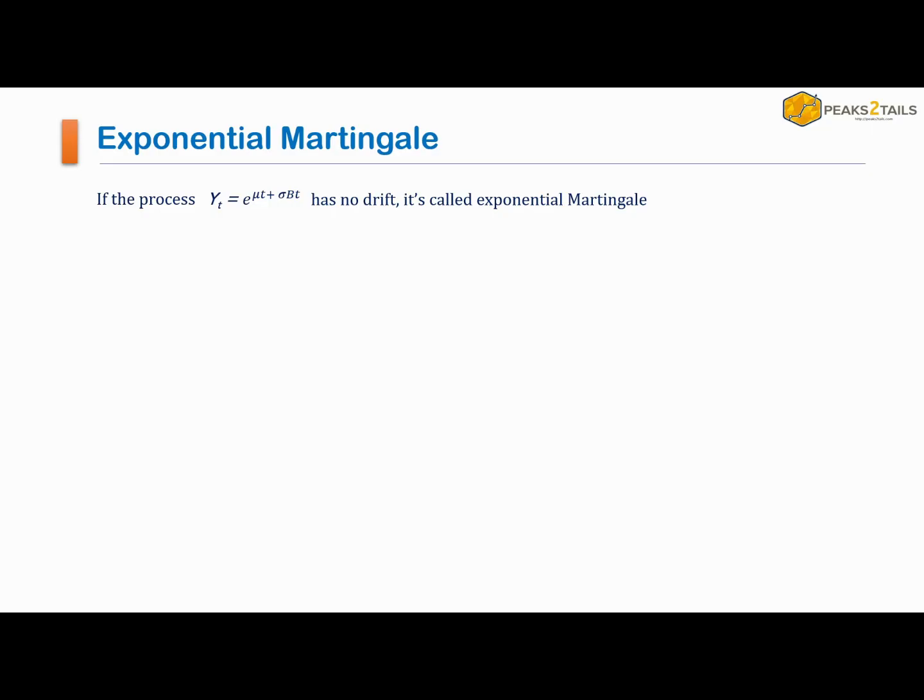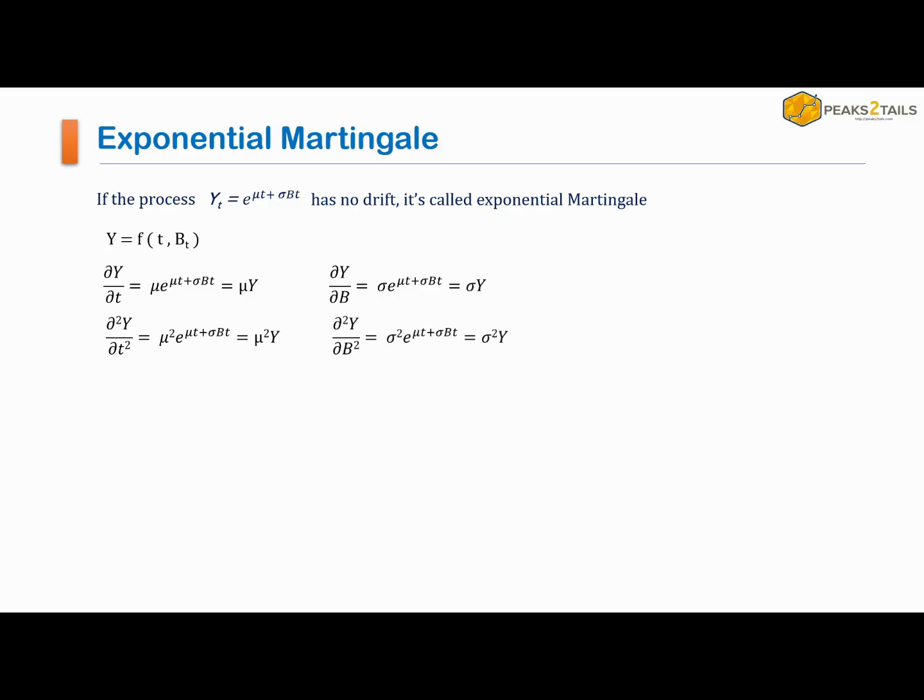So let's do that. Now we can see that y is a function of both time and the Brownian motion. So there are two variables, it's a bivariate function. For Taylor series expansion, we need to calculate the first order and second order derivatives with respect to each of these variables, and also the mixed derivative. So let's calculate those: first order and second order derivatives with respect to time, first order and second order derivatives with respect to Brownian motion, and then the mixed derivative.